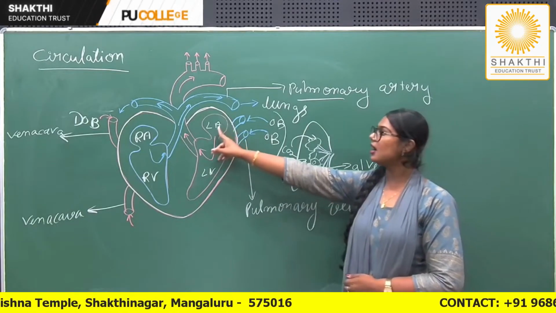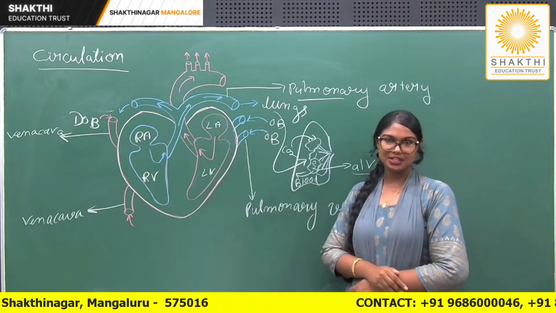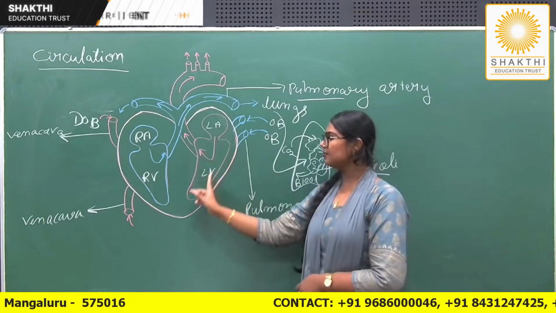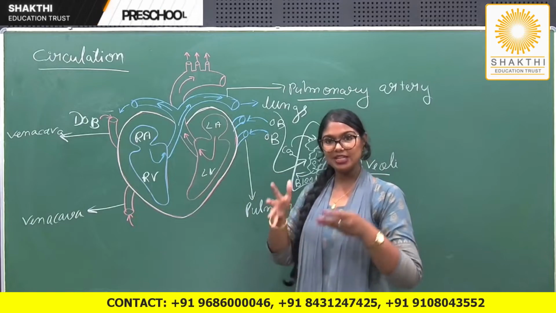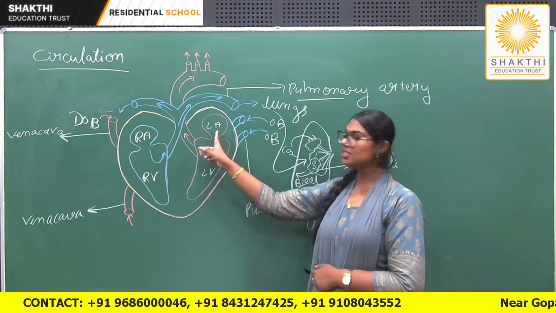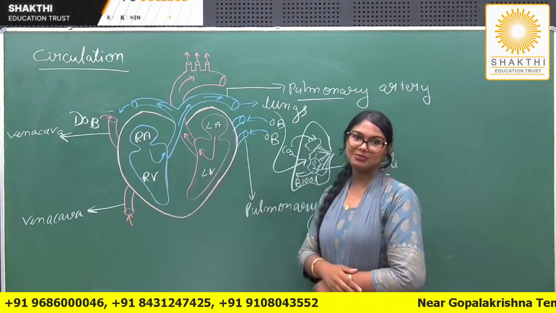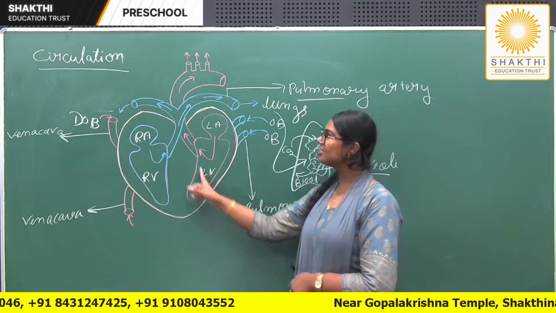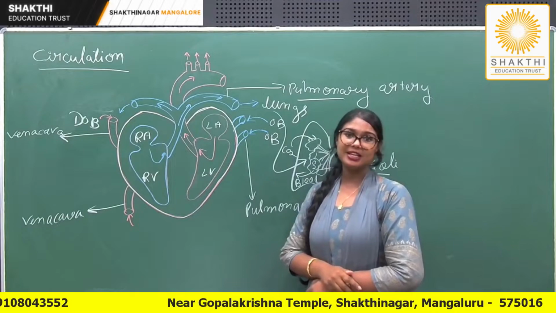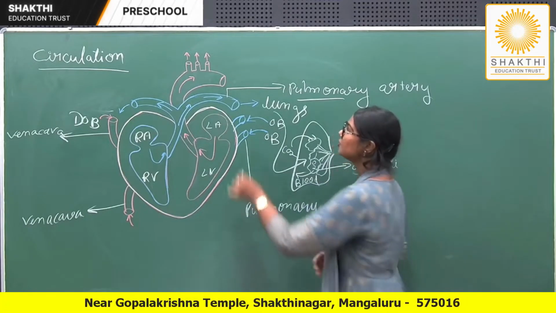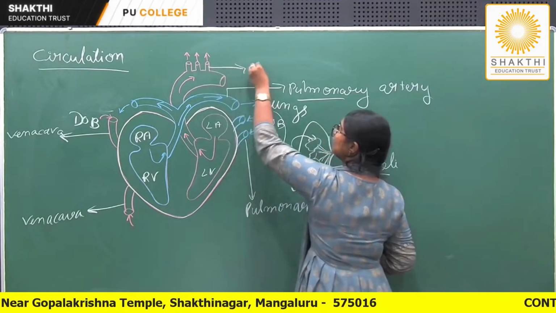Which part of the heart? To the left atrium. From the left atrium, the blood is going to enter into the left ventricle. When the atrium contracts, oxygenated blood is pushed into the ventricles. From the ventricles, the blood is going to the largest blood vessel in our body. Very important, students, that is the aorta.